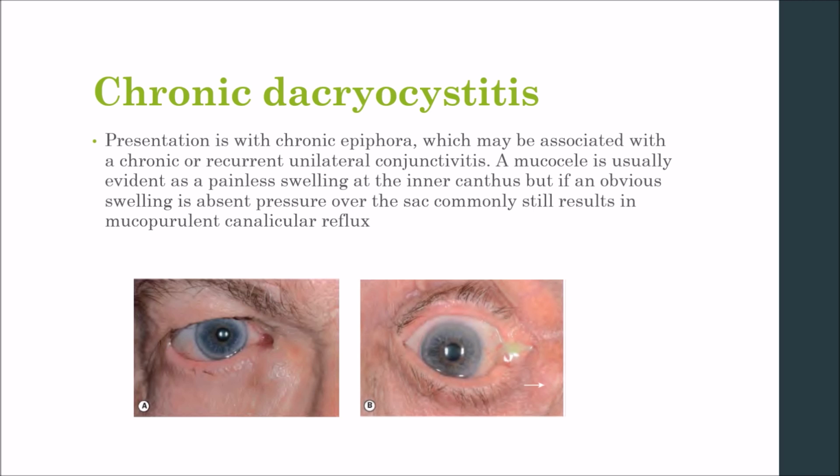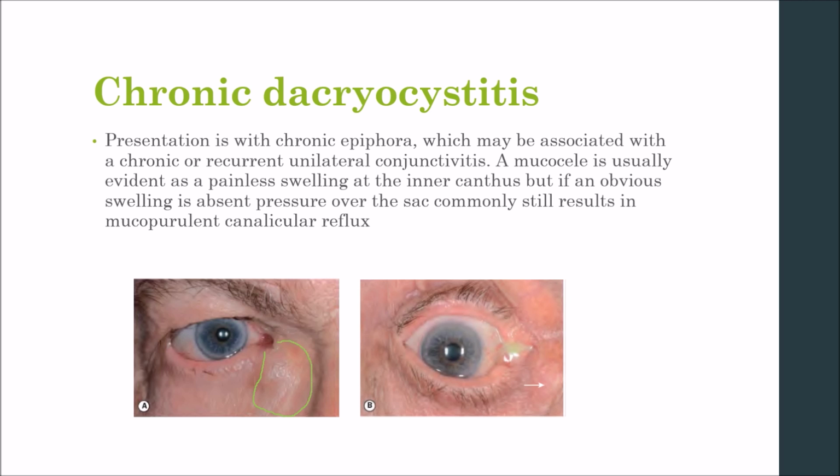So afterwards, the other infection we are going to discuss is, of course, chronic dacryocystitis. Presentation is with chronic epiphora, which may be associated with a chronic or recurrent unilateral conjunctivitis. A mucocele is usually evident as a painless swelling at the inner canthus, as it is seen in the picture here.